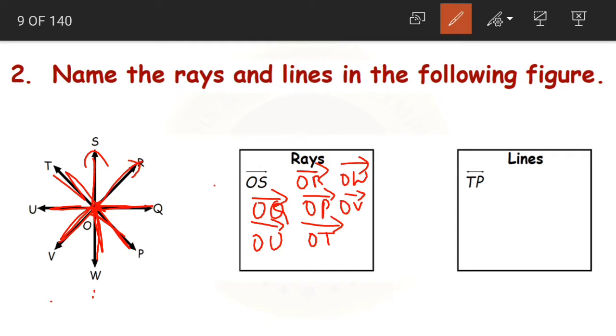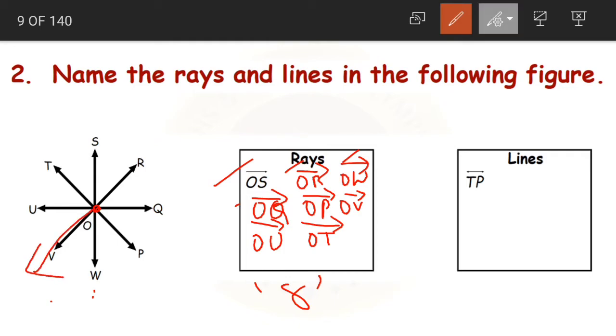How many rays do we have? 1, 2, 3, 4, 5, 6, 7, 8 rays. The given figure has 8 rays, children. Again, what is a ray? It has one end point and it can extend indefinitely on the other side.